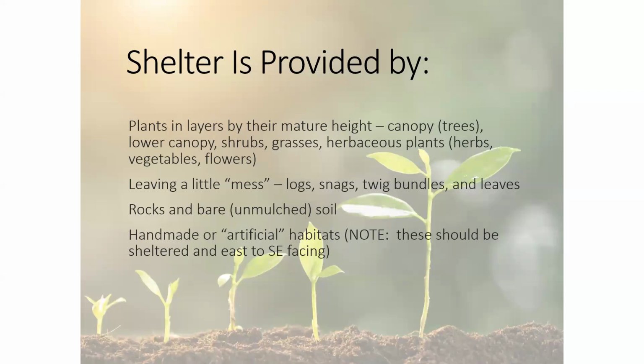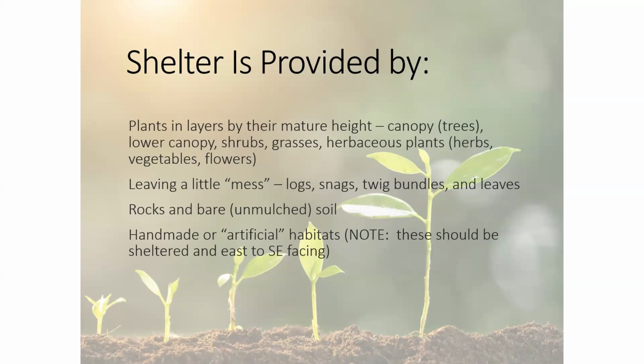Leaving a little mess is something that I excel at in my landscape. So twig bundles, leaving the leaves on the ground. When those leaves fall off of the trees, whether that's in the fall or in the spring, depending on what kind of trees you have, don't necessarily get rid of those. I usually rake mine into the flower beds, and that's just a layer of mulch that I allow to break down. Making sure that you have rocks in sunny areas for basking areas so they can warm up on those cooler mornings. And then having areas of bare soil.